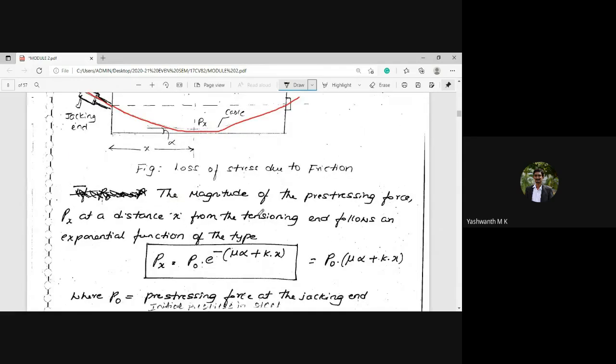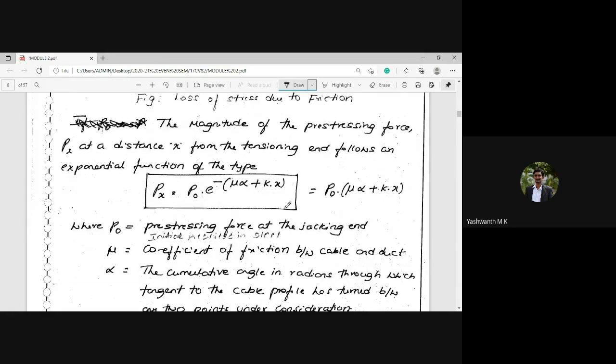You can see here the magnitude of the prestressing force Px at a distance x from the tensioning end. From this end to this end it can be an exponential function of this type, that is Px equals P0 multiplied by e to the power of minus (mu alpha plus kx). This is the formula we are going to use in order to calculate the loss of prestress due to friction.